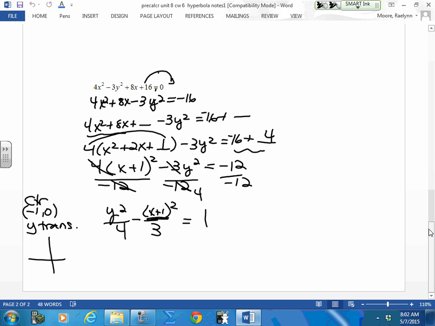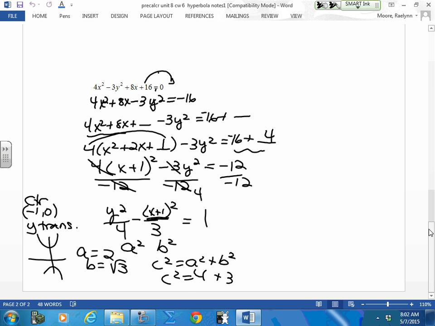That means my hyperbola is going to go this way. It's going to transverse off the y-axis. Okay? This guy is now my A. A and B don't change. So what's A? 2. What's B? Radical 3. And now I've got to do c squared equals a squared plus b squared. So there's my squares. 4 plus 3. C is radical 7.